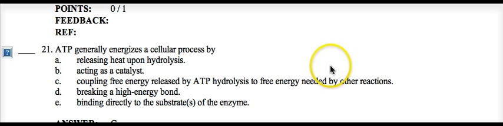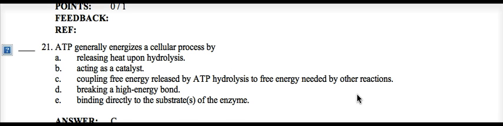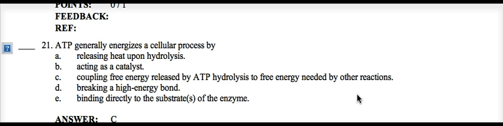All right, number 21. ATP generally energizes a cellular process by releasing heat upon hydrolysis, acting as a catalyst, coupling free energy released by ATP hydrolysis to free energy needed by other reactions, breaking a high energy bond, or binding directly to the substrate of the enzyme. Oops, I gave away the answer there, moved a little bit. Okay, so the answer is C, coupling free energy released by ATP.